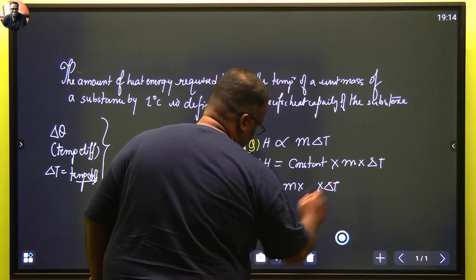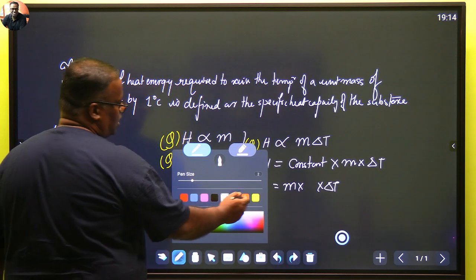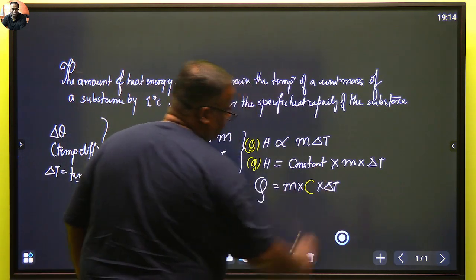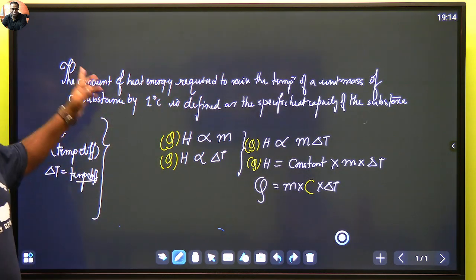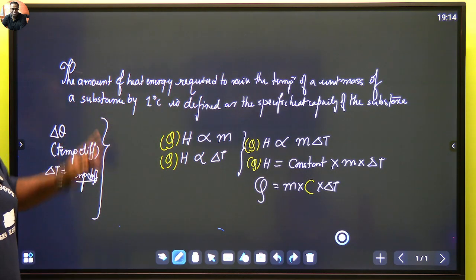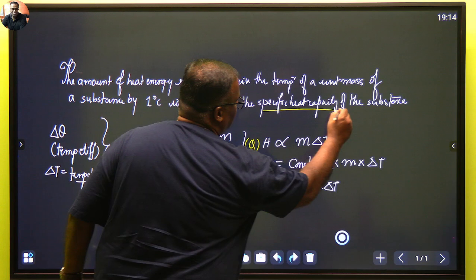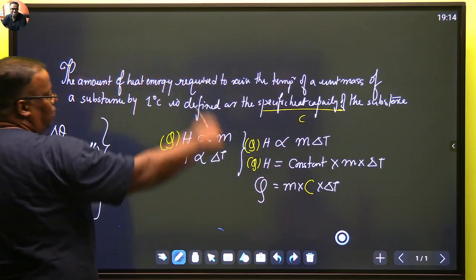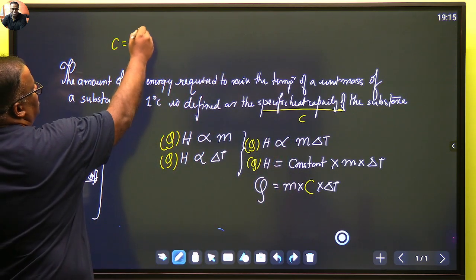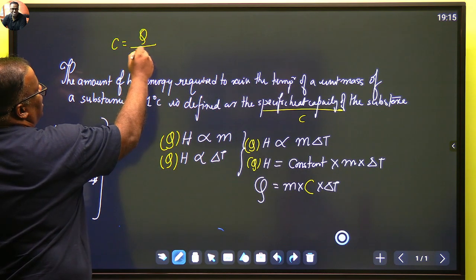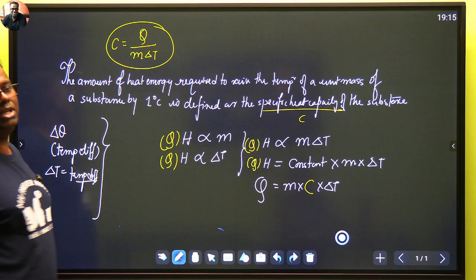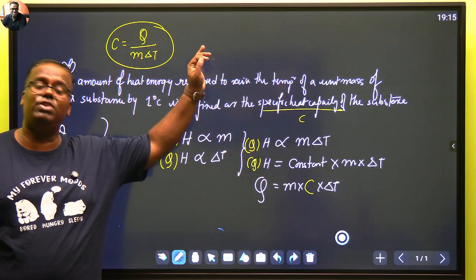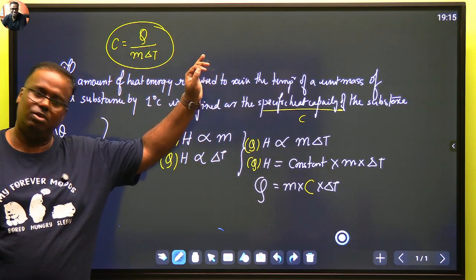delta T, and this particular constant is known as the specific heat of the substance which is denoted by C. C is the specific heat capacity. This specific heat capacity is nothing but C. So if you want to define C from here, what do you write? C is equal to Q divided by m delta T. On this, we'll do a lot of problems. Don't break your head on delta T because it's a difference in temperature, right?